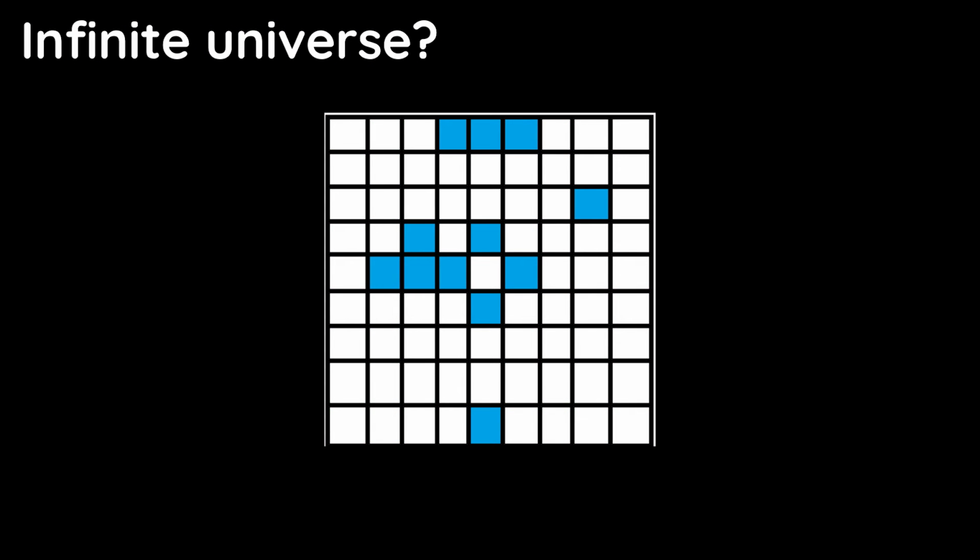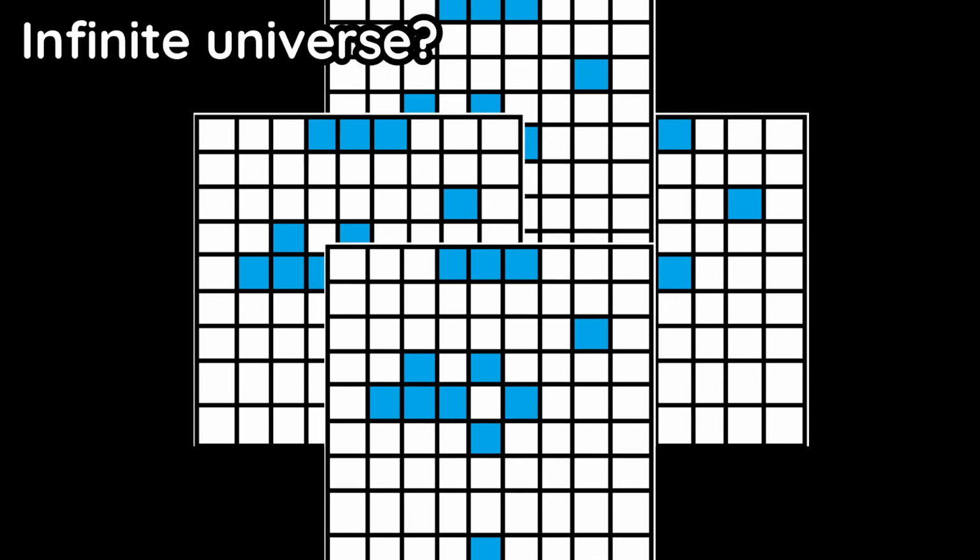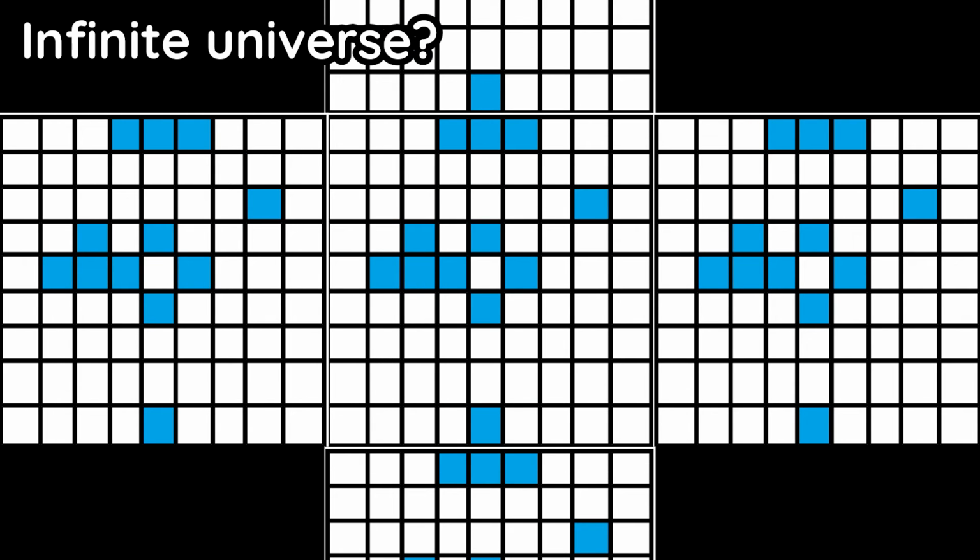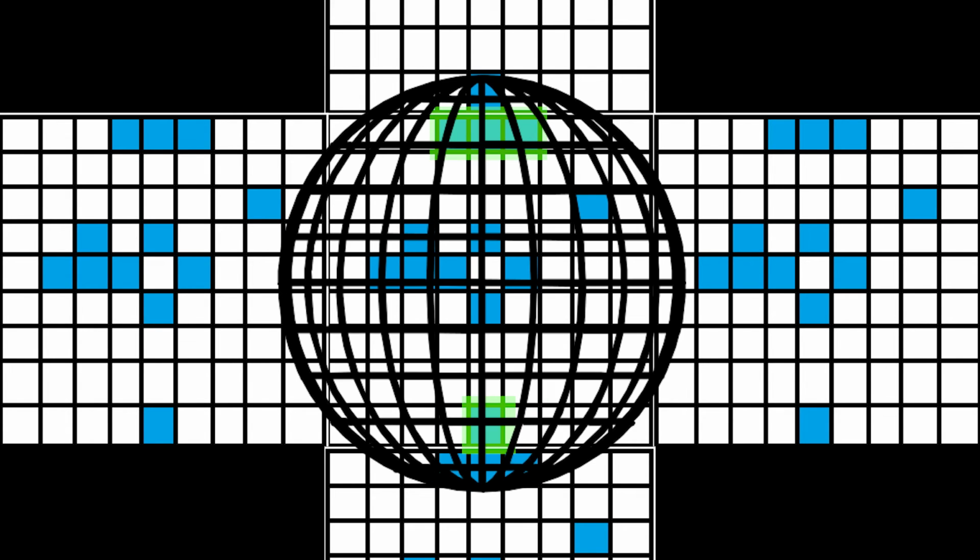All I mean by an infinite universe is that the rules will apply to the edges of the board as if they were wrapped in on themselves. For example, a cell at the bottom of the board would think its neighbours below it existed despite being on the opposite side of the map. Think of a globe shape.